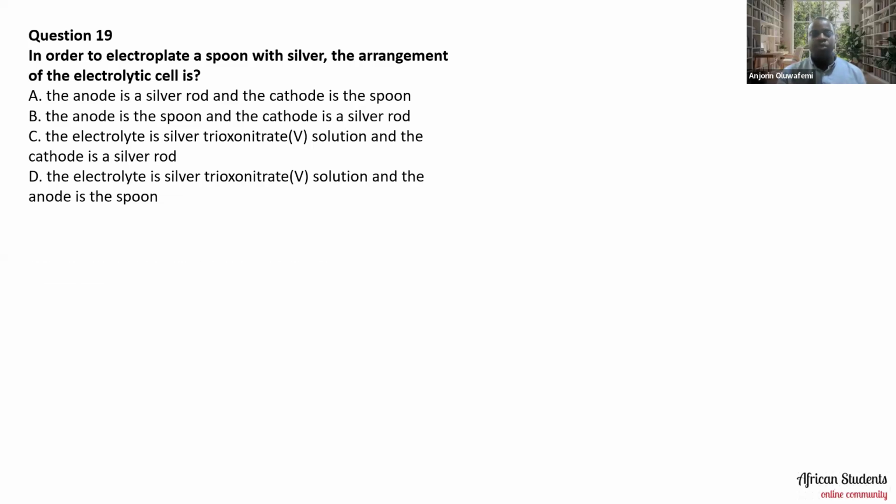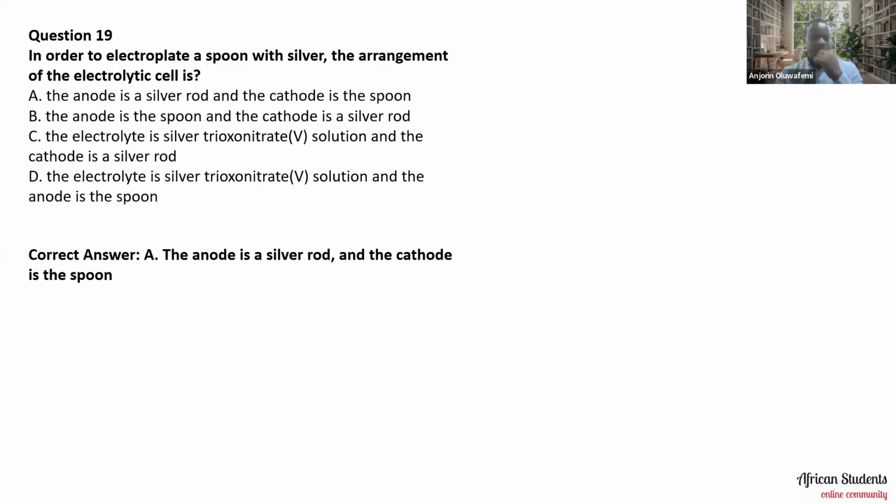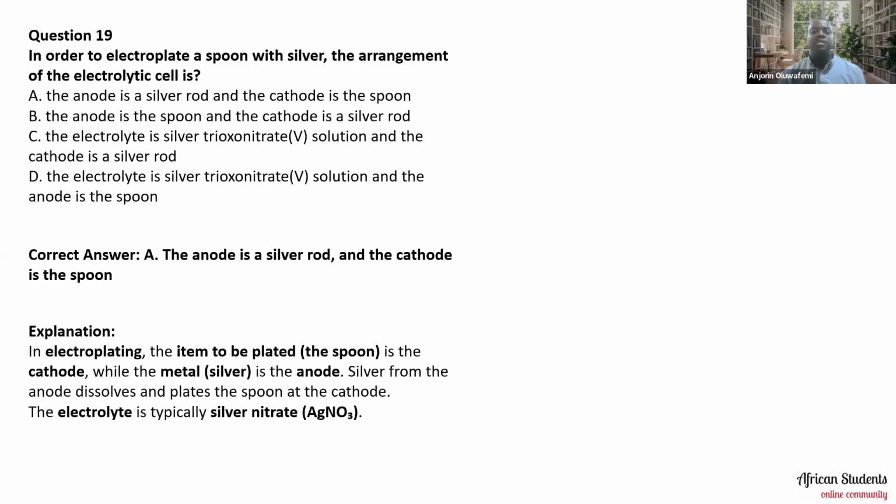So the right option here is A. The anode is a silver rod, and the cathode is the spoon. So in electroplating, the item to be plated, the spoon, is the cathode, while the metal, which is silver, is the anode. Silver from the anode dissolves and plates the spoon. That's the cathode. The electrolyte is typically silver nitrate. So that's the setup for that.